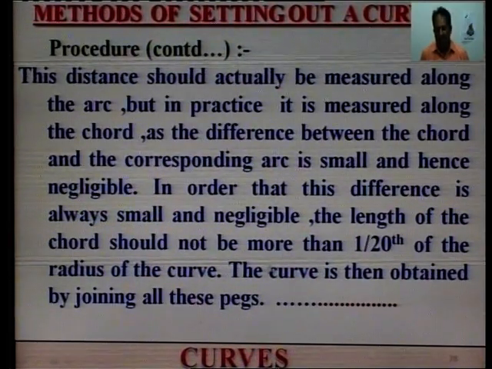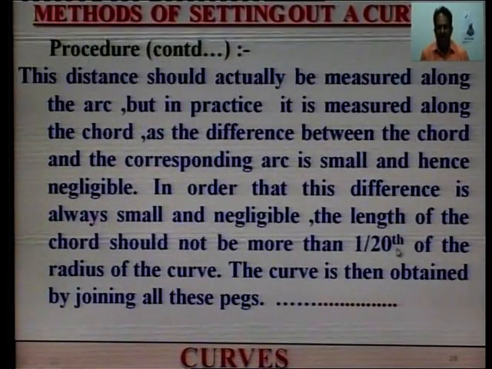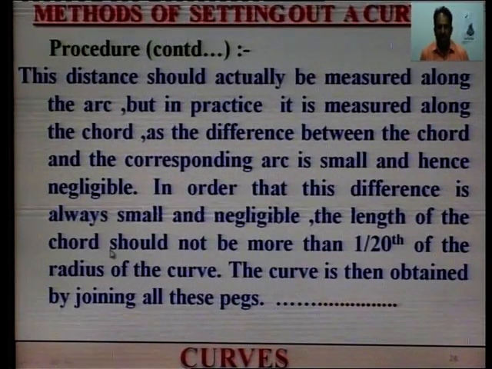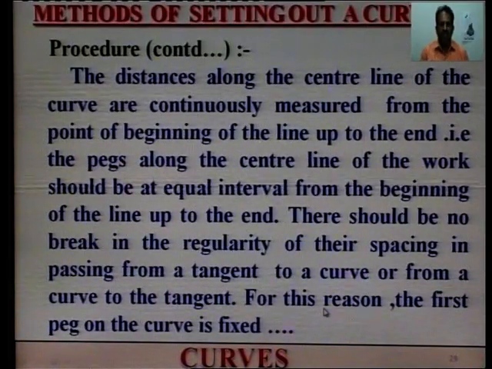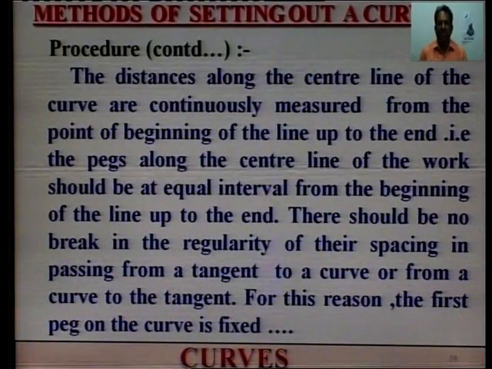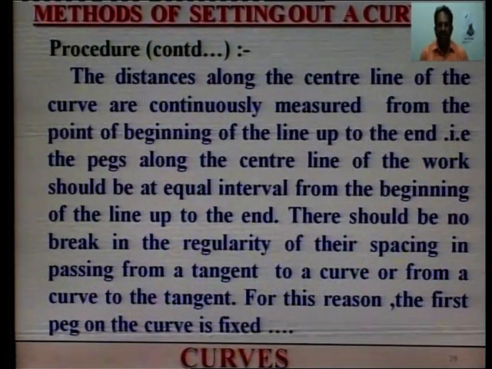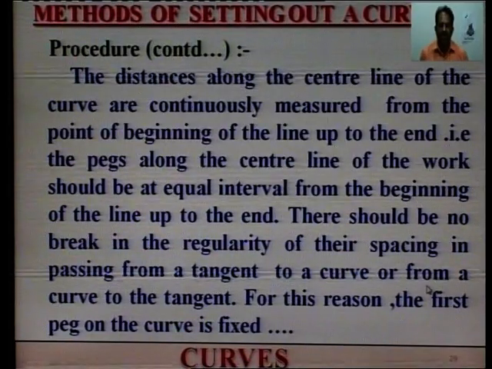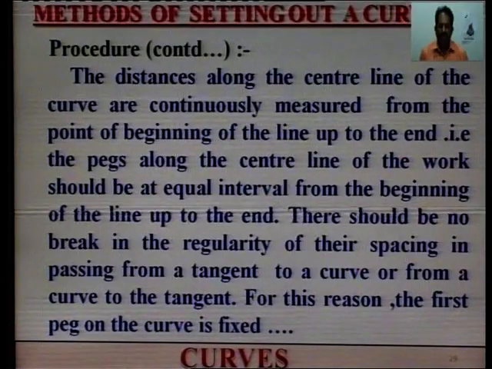So, this is a very important point. The length of the chord should not be more than 1/20th of the radius of the curve. The curve is then obtained by joining all these pegs. The distances along the center line of the curve are continuously measured from the point of beginning of the line up to the end. That is, the pegs along the center line of the work should be at equal intervals from the beginning of the line up to the end.